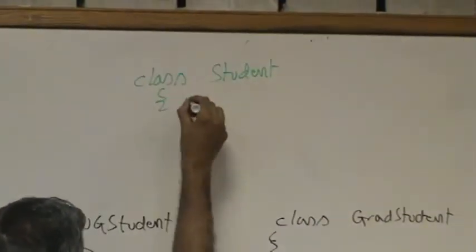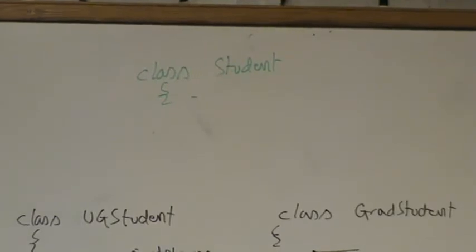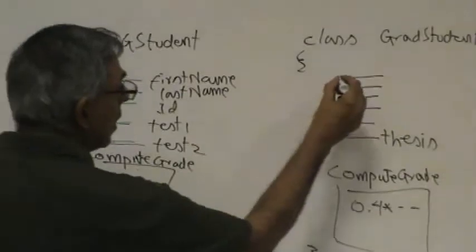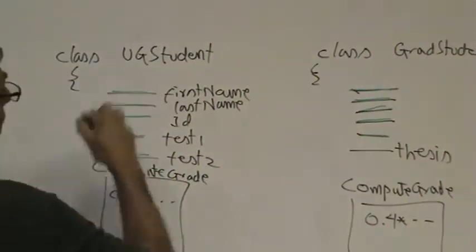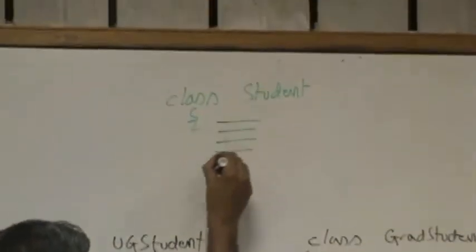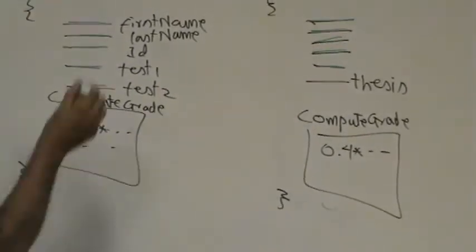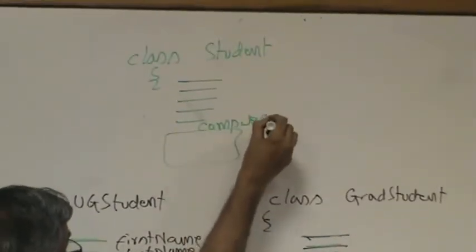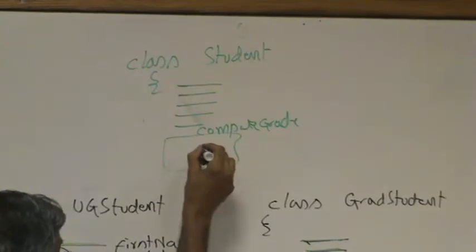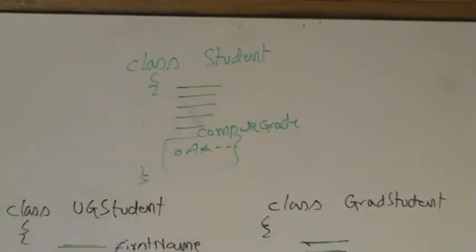Okay, what are the common things over here? The first 5 fields, right? So let me mark those. Those were the common. So I'll put them in the same color. But thesis is not common. So 5 fields. Okay, is the compute grade the same? Yes. So you will also put the compute grade over here, okay, with 0.4 times whatever code, right?